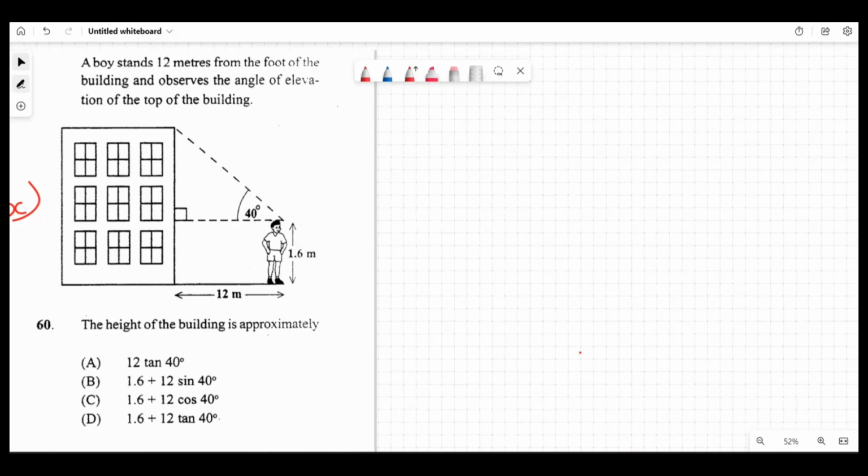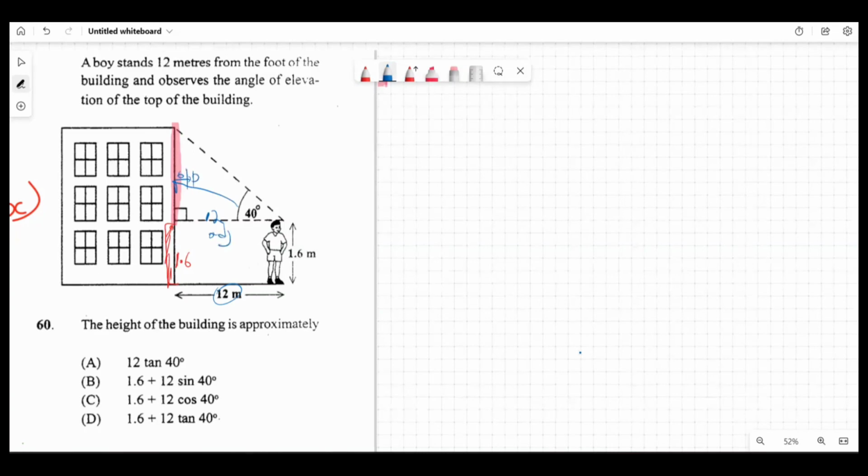All I want you to know is that the height of the building will include his height. And his height will be 1.6 right here. His height is up to here, yeah? Along with this that I'm gonna mark here. His height plus that. So what I'm gonna do is to find that, but they don't want the answer. What they want to know is if you know what to do. So if this 12 here will be the same 12 here. So I'm gonna find the opposite side when I have the adjacent side here.